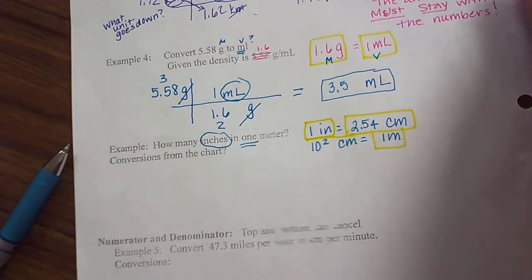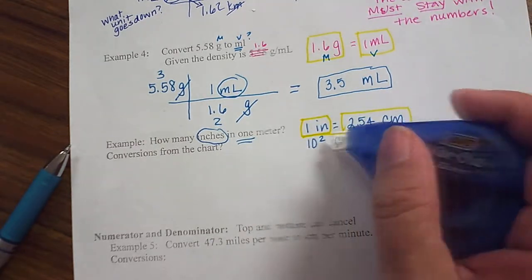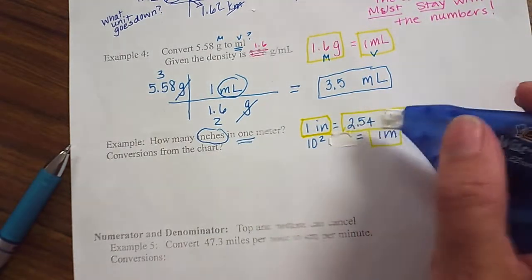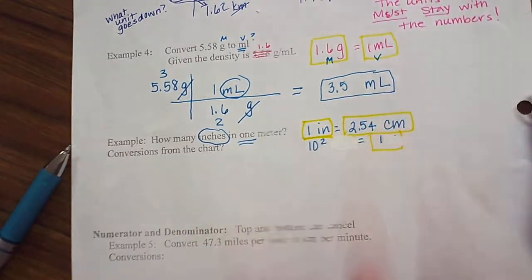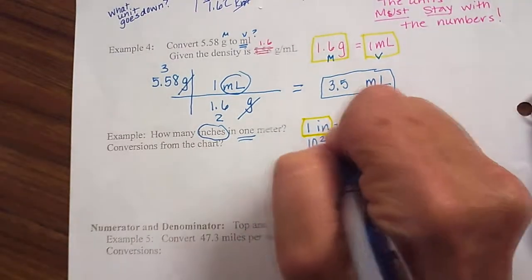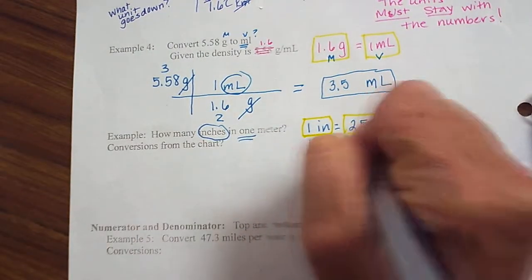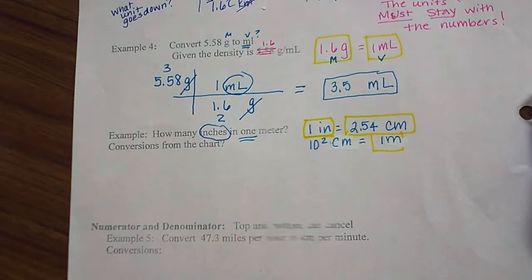So I made a mistake here. This is centimeters to meters, so this should be meters, and this should be centimeters. So if you look at your, no, that's right, never mind, I take that back. 10 to the 2, 100 centimeters is equal to 1 meter. That is correct. 100 centimeters is equal to 1 meter. Sorry, so that is correct.